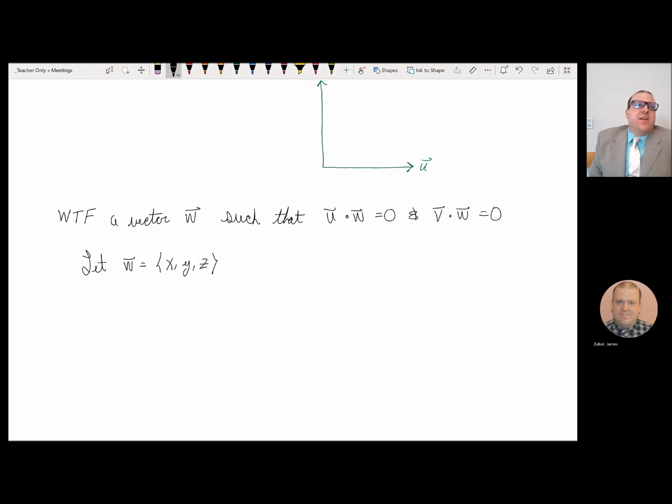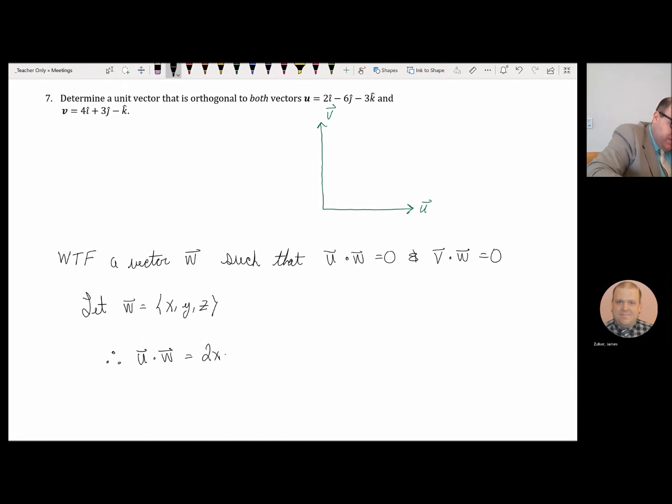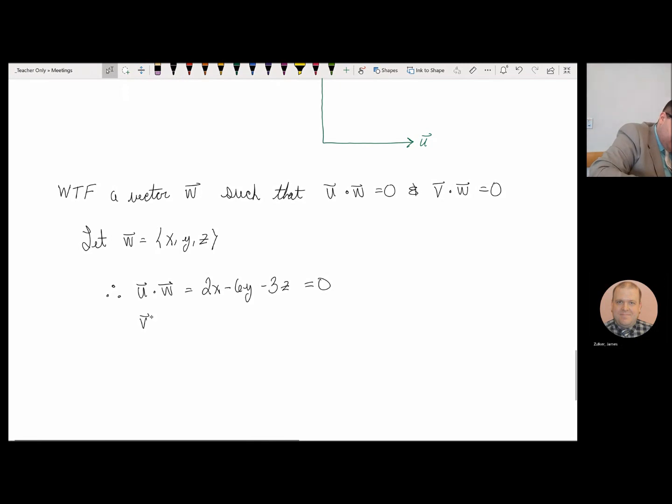So let W be some arbitrary 3-vector, just call it X, Y, Z. Our goal is to find X, Y, and Z. Take U dot W. Two X minus 6Y minus 3Z. We want that to equal 0. Now take V dot W. 4X plus 3Y minus Z. We want that to equal 0.